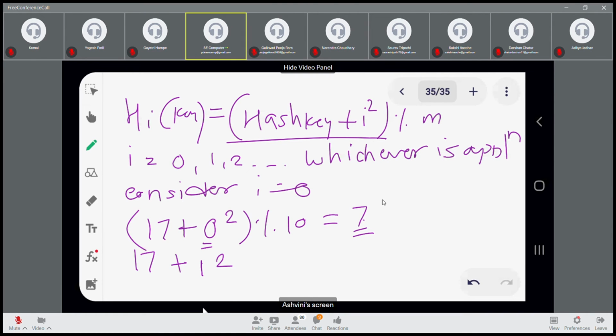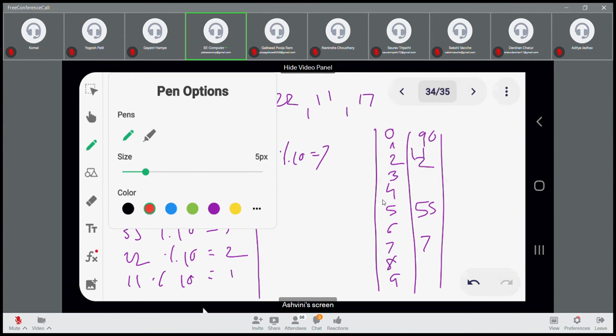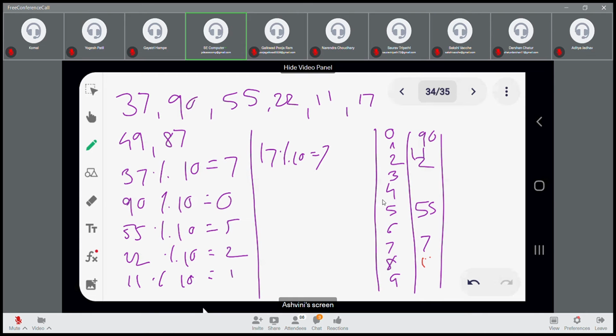So 17 plus I square, that is 1 square, is equal to, now the value is 18. 1 square is 1. 17 plus 1 is 18. 18 mod 10 is equal to 8. Okay. When I is equal to 1. So 8. Check the index 8. Is there any value at index 8? No. Your index 8 is empty. So you can put this 17 at index 8 according to the quadratic probing function. Got this? Yes or no?